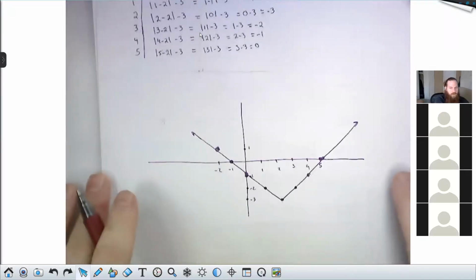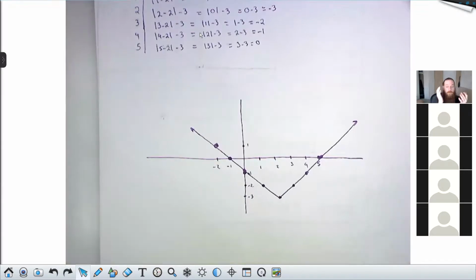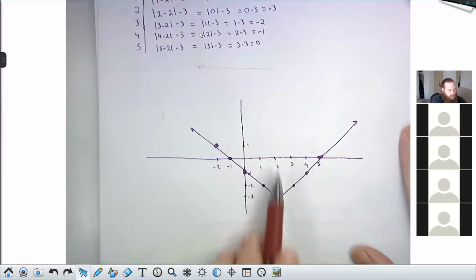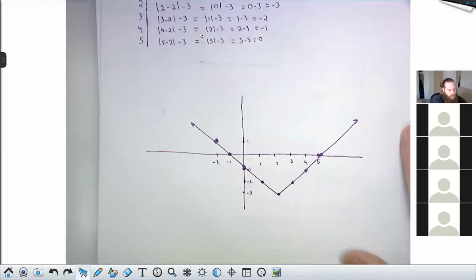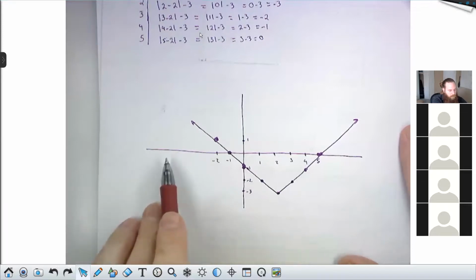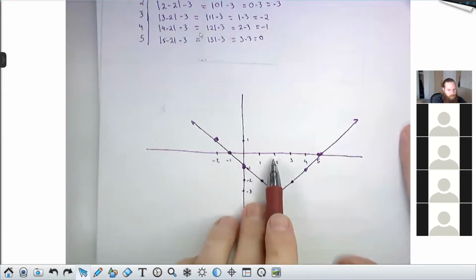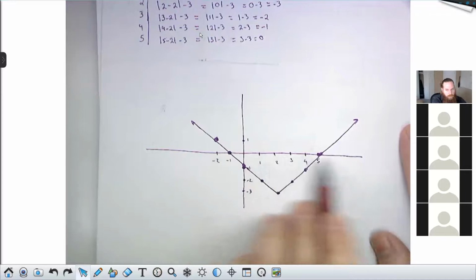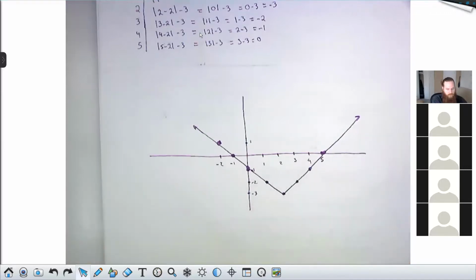So this is another V-shaped graph, and all of the absolute value graphs will be this V-shaped graph. Here, the pointy bit is at the coordinates 2 comma negative 3. I'm decreasing everywhere from negative infinity up to 2. I'm increasing from 2 to infinity. Let me go ahead and answer those questions here.